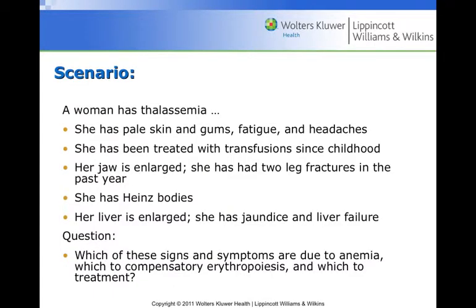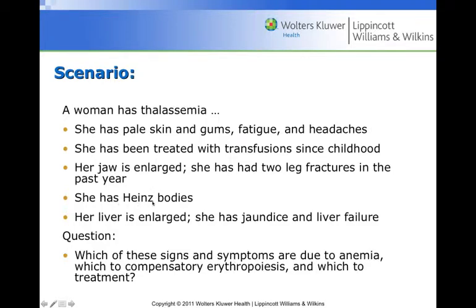So if you have thalassemia, what kind of conditions might you expect yourself to have? Pale skin and gums, fatigue, headaches, treated with transfusion since childhood, enlarged jaw, 2 leg fractures, Heinz bodies, liver is enlarged, jaundice, and liver failure. So, which of these are signs and symptoms due to anemia, which to compensatory erythropoiesis, and which are due to the treatment? So, this is an interesting scenario.